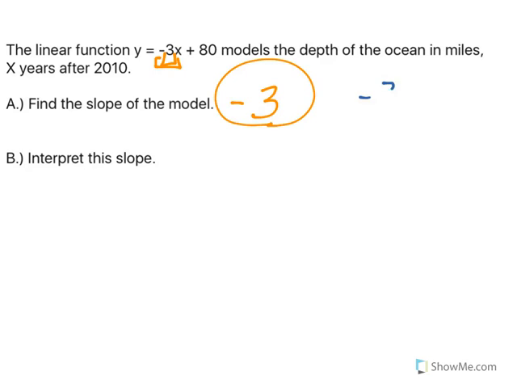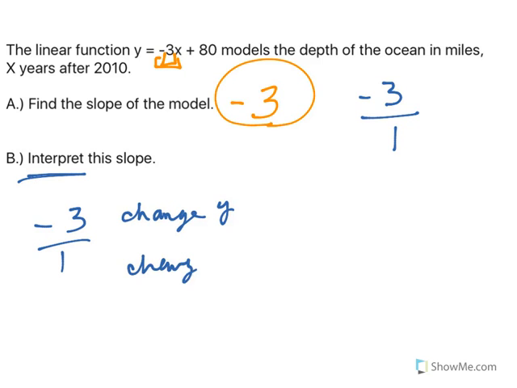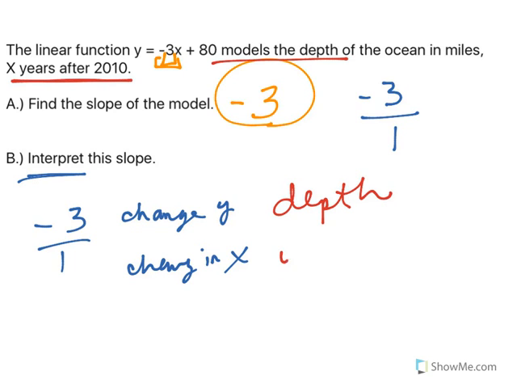Now, there are times that we might say, let's make that a fraction and we'll put it over 1. And it's best to write a slope as a fraction when you want to interpret it. So remember that slope is the change in the y values over the change in x. Okay, so change in y, we're talking about it models the depth. So the change in y represents the depth of the ocean, and it says x years after 2010. So this is years after, after 2010.